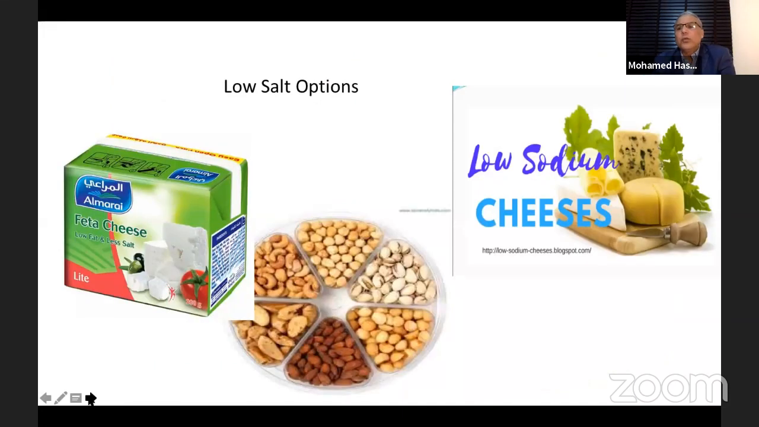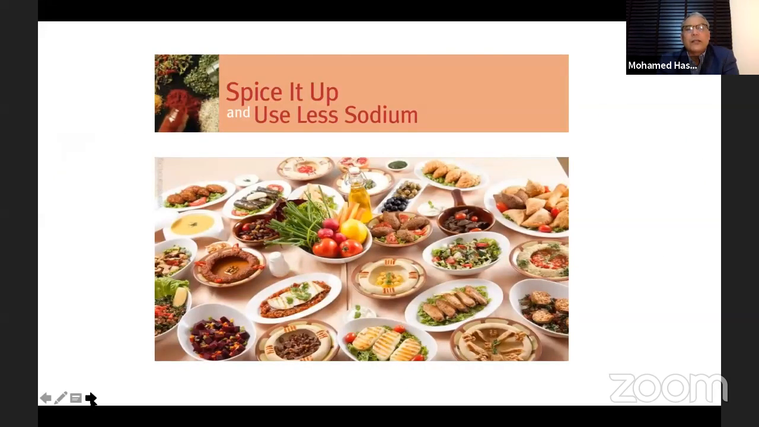So what should we do? Should we stop eating these? No, we should go for the low sodium options. We have plenty of cheese that is low in sodium. We have plenty of types of olives that we can have without being salted. And indeed, we can have nuts that are not salted. If I have high blood pressure, I need to know what I eat and drink to improve things. Adding spice will make the food taste good, because spice does not increase the blood pressure.